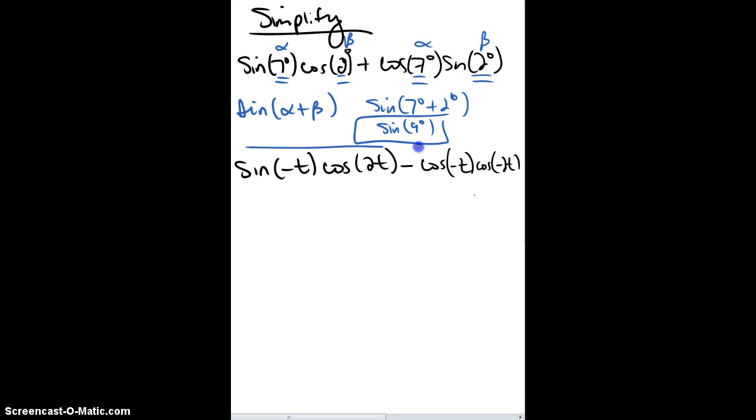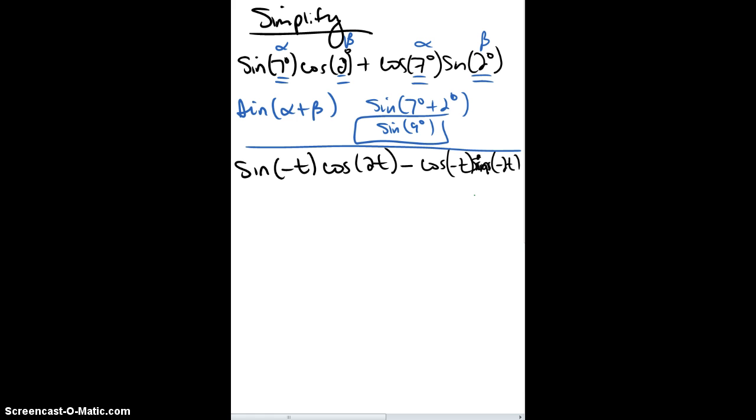All right, the next one. I want you to simplify this. Again, when you see sine, cosine, minus cosine, oh shoot, I probably wrote something wrong there. That should be a sine over here. So this should be sine. Sorry about that.